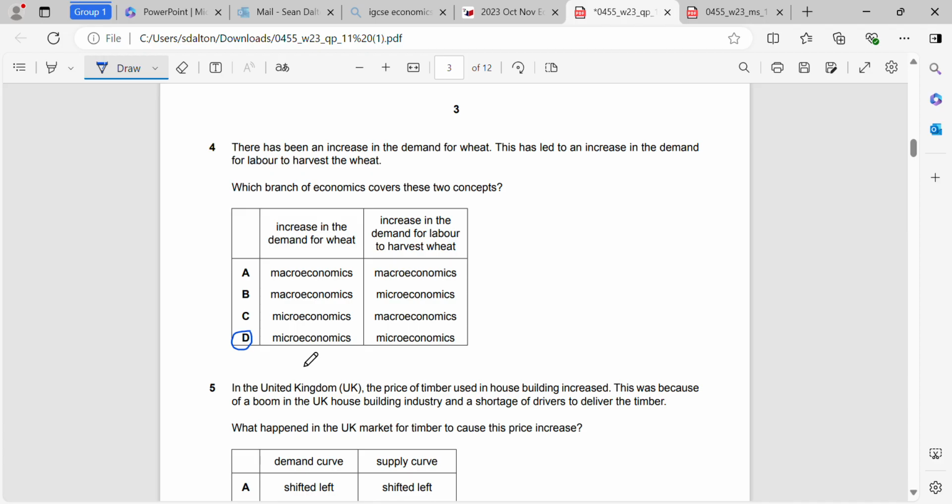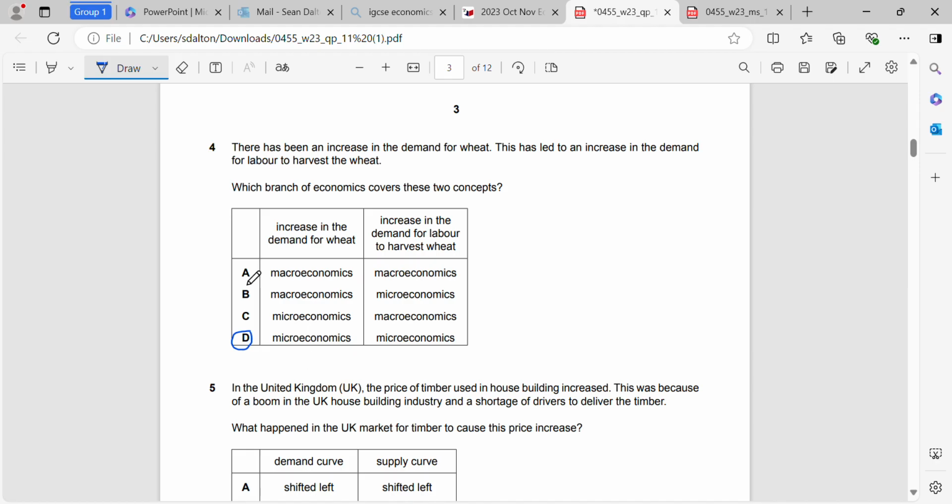So an increase in the demand for wheat and an increase in the demand for labour to harvest wheat, they are not things that will affect the whole economy. They will only affect those particular industries, right? So the demand for labour to harvest wheat will only affect wheat and maybe or possibly another industry that is directly affected by wheat. But it will not affect everybody in the country or everybody in the economy. So they would both be microeconomic concepts.